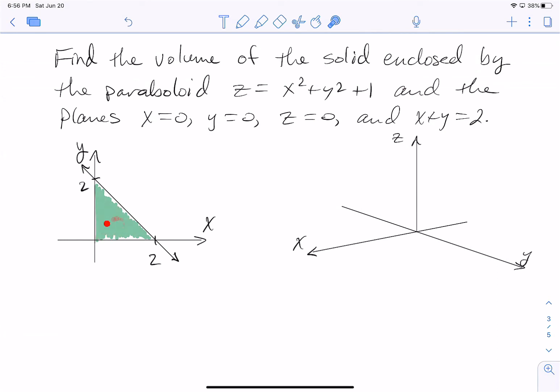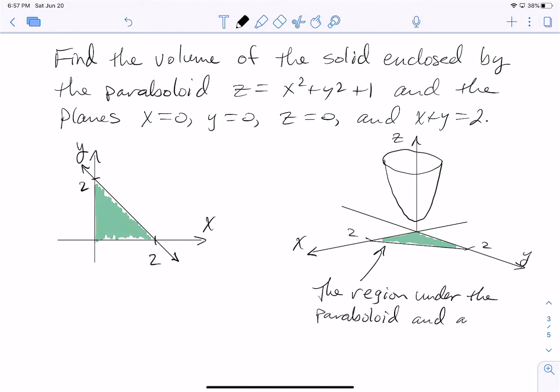This green triangle in R2 translates to a similar triangle in R3. It's still in the xy plane, and I can make it green there too. Now here we're bounded by the z-axis, but we're also bounded by the paraboloid z equals x squared plus y squared plus 1. You may recognize that as a paraboloid that is up 1 unit on the z-axis, centered along the z-axis. And the solid that we're talking about is the region under the paraboloid and above the triangle, which I am not going to try to draw.